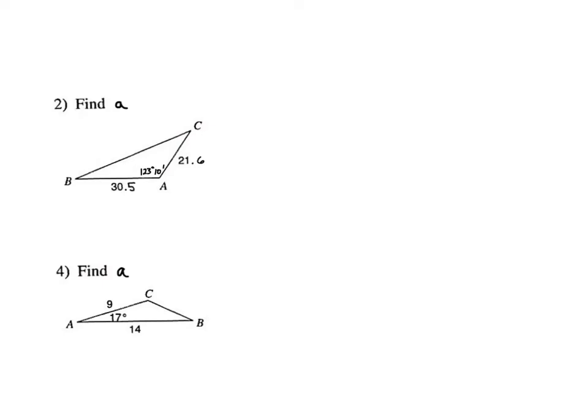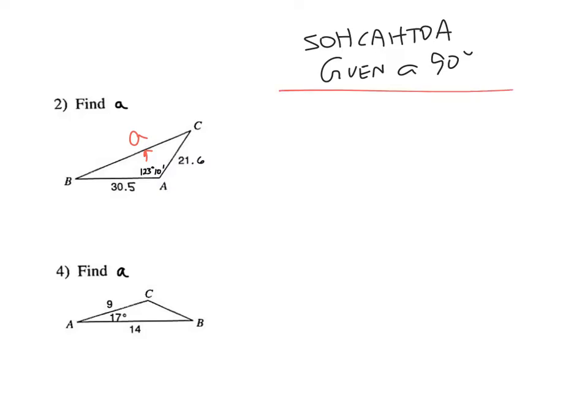In problem number 1, we have to find little a, which is the side opposite angle A. And first we look to use SOHCAHTOA. In order to use SOHCAHTOA, we need to be given a 90-degree angle, and here we don't. We're given angle A, which is 123 degrees and 10 minutes. So there's no right angle, so we're not using SOHCAHTOA.